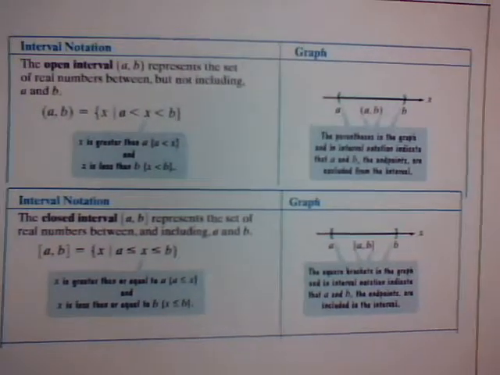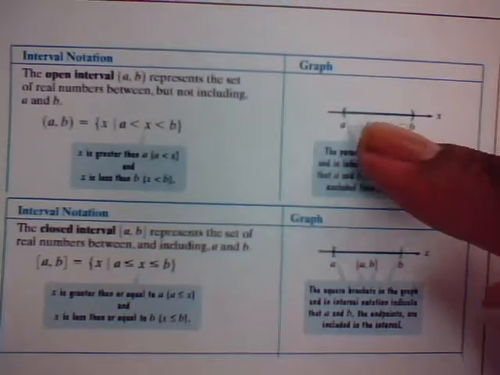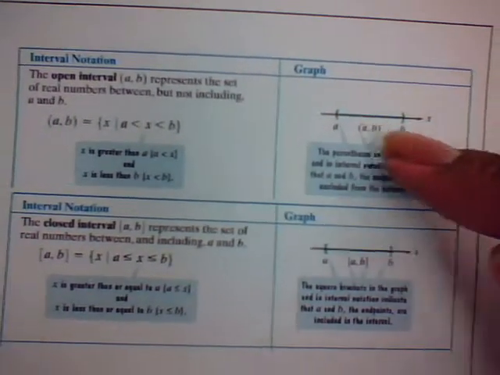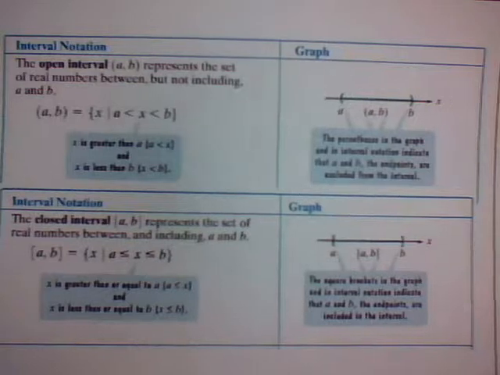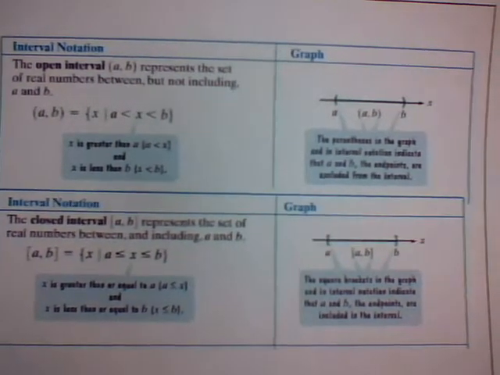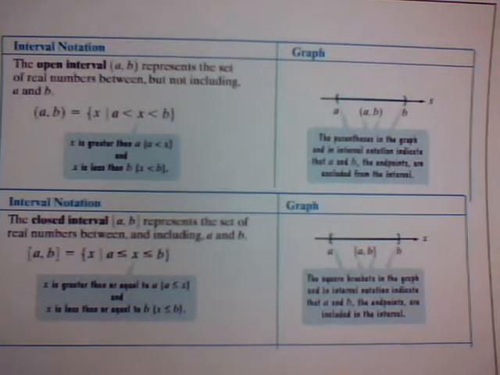And the graph will look like this. Here at a and b, you'll have parentheses around the a and the b, and everything shaded in between, meaning that all of the values of x are between a and b, with the exception of a and b.